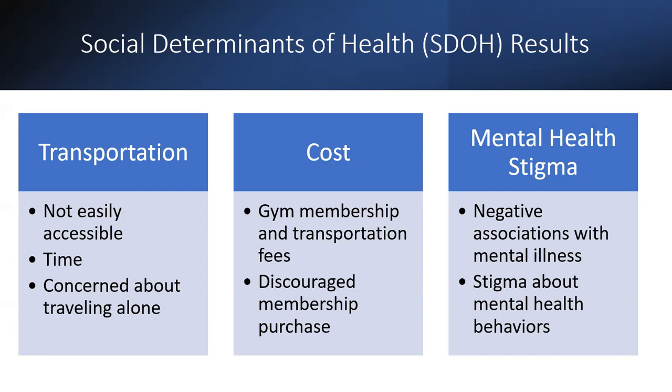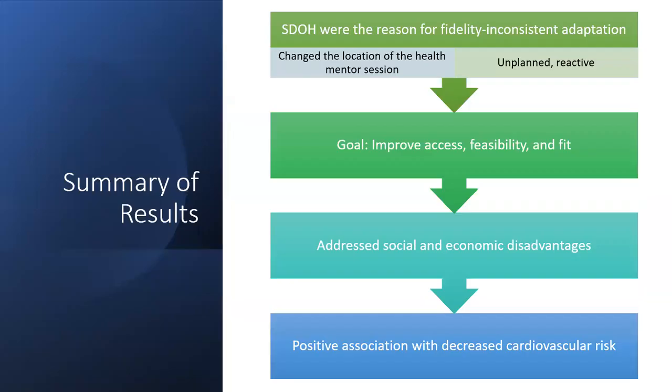And then lastly, they found that mental health stigma was a huge issue. So the gym staff were worried about clients using the gym unsupervised or having disruptive behaviors due to their mental health problems. And they were also worried that participants would use the gym all the time. They only wanted them to go there with a health mentor. So that was a huge barrier as well.